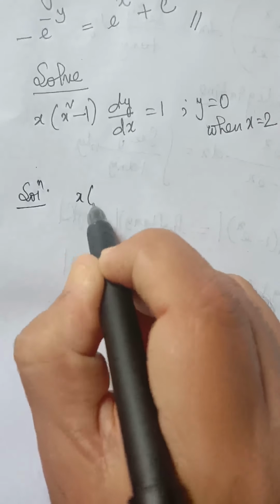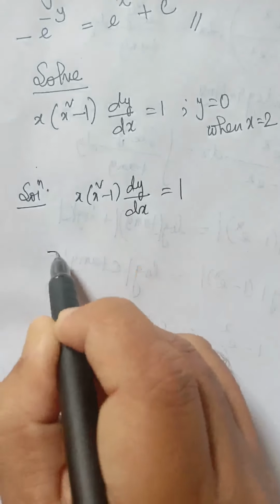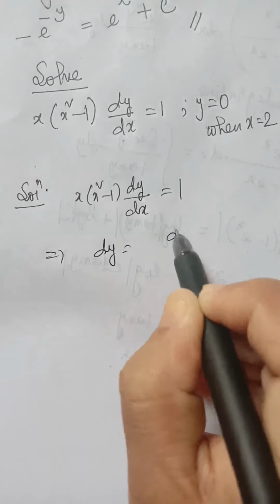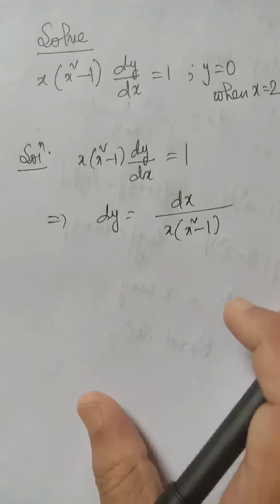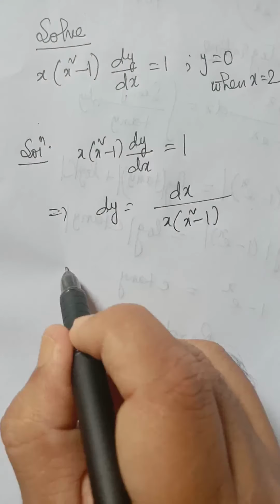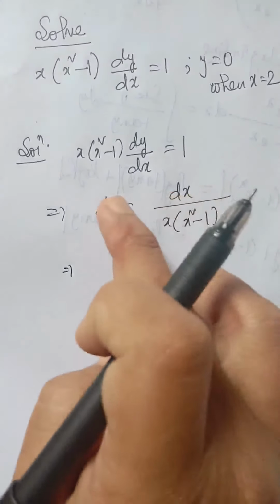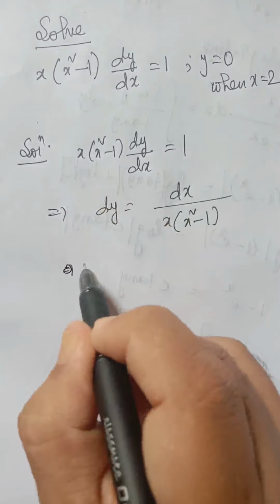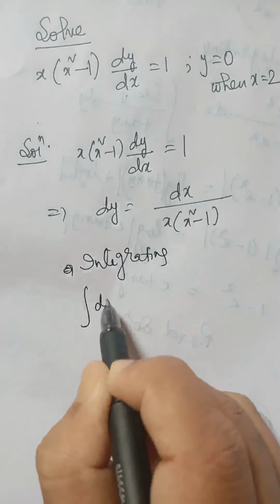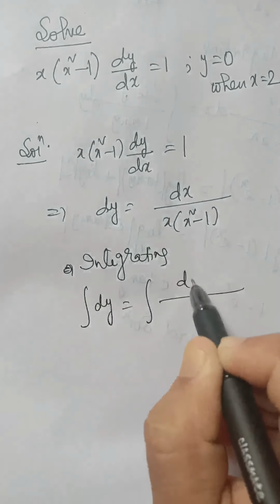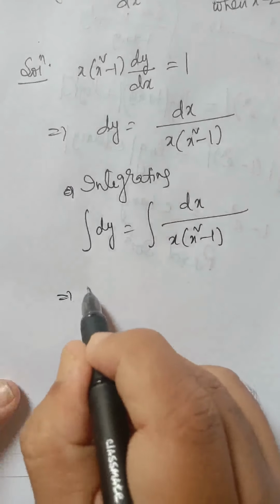So x into (x square minus 1) into dy by dx is equal to 1. So dy equal to dx by x into (x square minus 1). Now we have to integrate. We have separated the variables. With dx we have only terms containing x, and with dy we have constant terms. So integrating, we get integration of dy equal to integration of dx by x into (x square minus 1). So integration of dy is y.